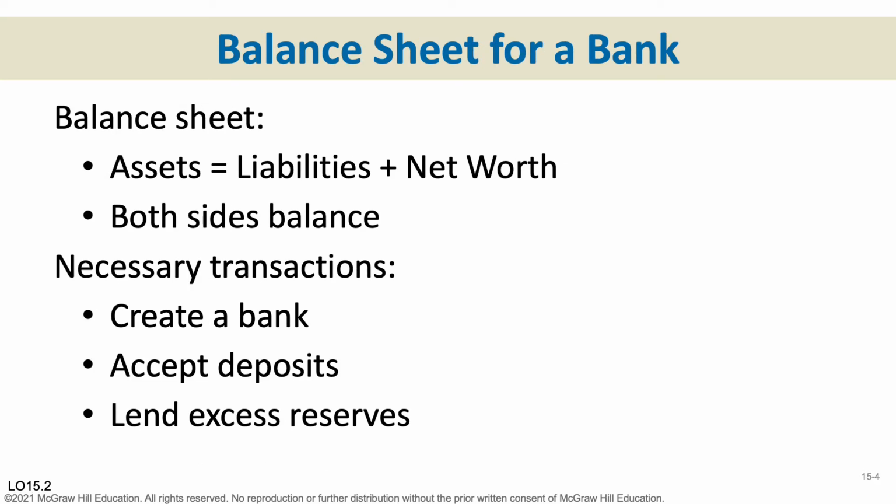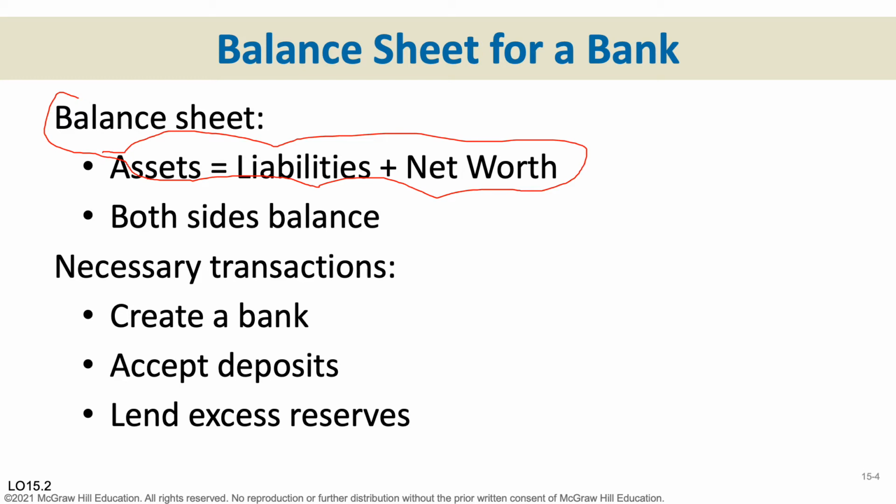So all through this chapter, we're going to focus on really simplified balance sheets for a bank. If you've had your accounting classes, then you know the fundamental accounting equation is that assets equal liabilities plus net worth. So we know that there's an equal sign there. Assets equal liabilities plus net worth. This is our fundamental accounting equation. On the right side, we're going to have liabilities and net worth. On the left side, we're going to have assets, and both sides have to balance.